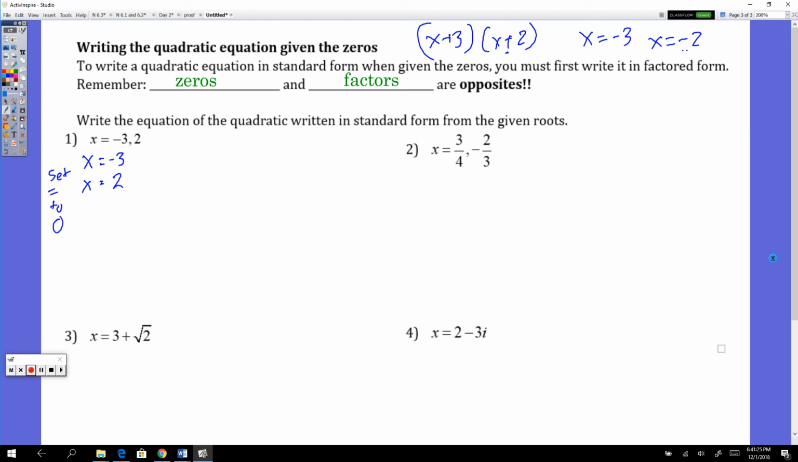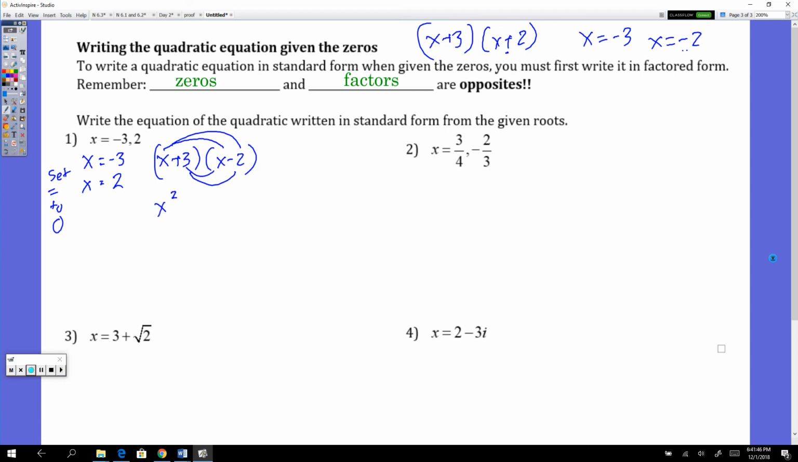So to do that, I'm going to add 3 to both sides. So that gives me the factor of x plus 3. Here I'm going to subtract 2 from both sides. So that's going to give me the factor of x minus 2. And now we're going to put the puzzle together. So I had said earlier that we were pulling the puzzle apart in some of the earlier lessons. Now we're putting the puzzle back together.